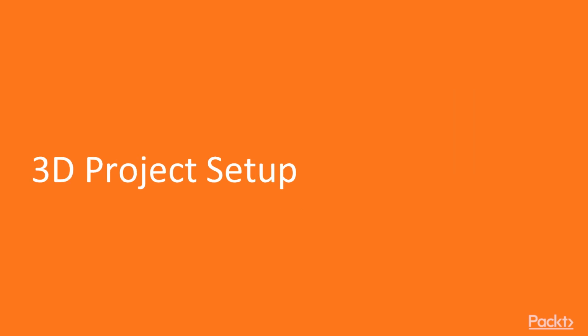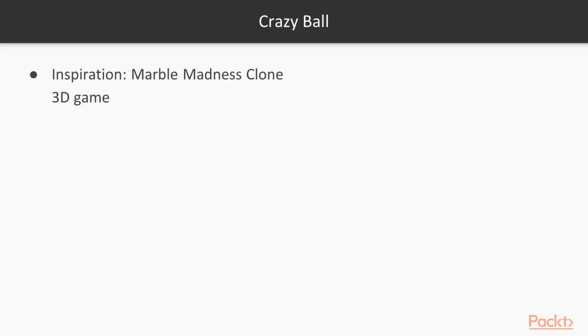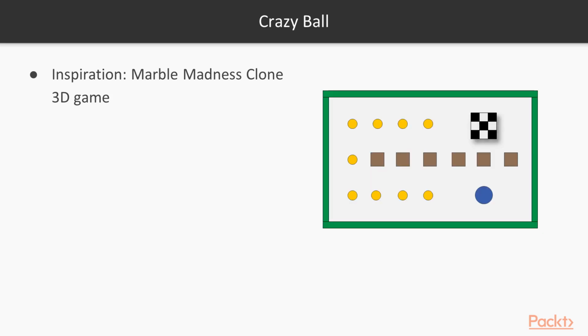3D project setup. In this video, we'll cover taking the inspiration for a new game project and translating that into key concepts. Planning a 3D game. The inspiration for our new game is the 1980s classic Marble Madness. We'll call our game Crazy Ball, and here's a simple mock-up graphics of the major game elements.